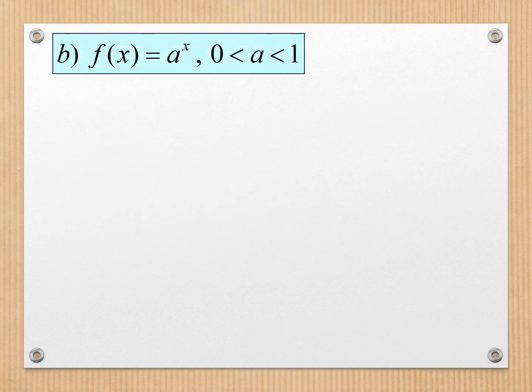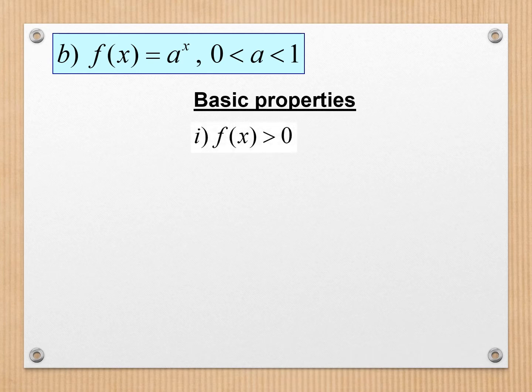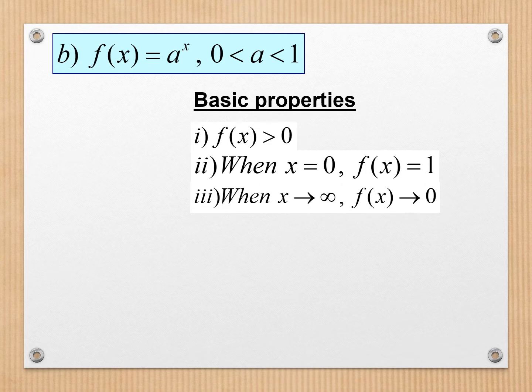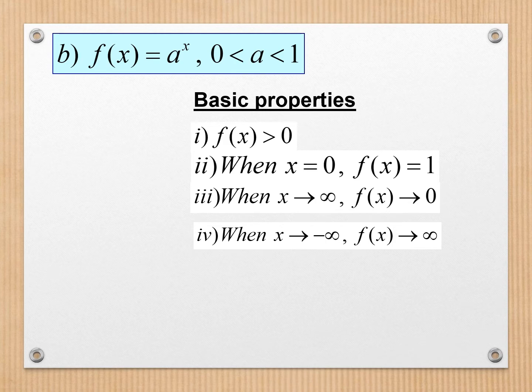For the second basic exponential function, f(x) equals a to the power of x for a in between 0 and 1. Basic properties are: the first one, f(x) is more than 0. The second one, when x approaches 0, f(x) equals 1. This is actually the y-intercept. Then the third one, when x approaches positive infinity, f(x) approaches 0. When x approaches negative infinity, f(x) approaches positive infinity. So the domain of this function is negative infinity to infinity.